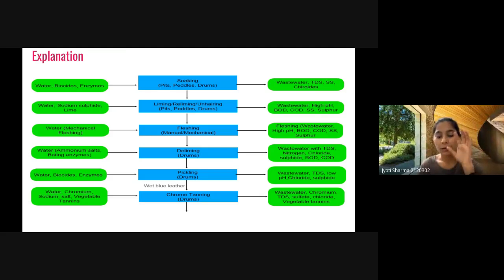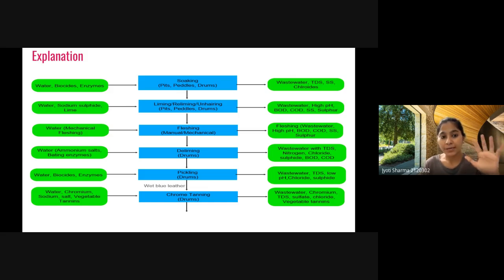In between, the column is giving you the step: soaking, liming, flashing, deliming, pickling, chrome tanning. And on the left hand side, it is giving you what kind of things we need for that process. So for example, for the soaking, we need water, we need biocide, and we also need some enzyme. For the liming, we need water, we need sodium sulfide, and we need lime. For flashing, we need water and some mechanical flashing that we can do. For the deliming, we need water, ammonium salt, and bating enzymes.